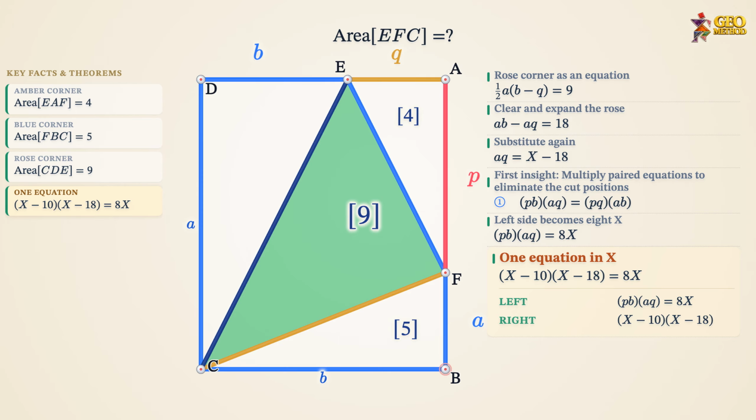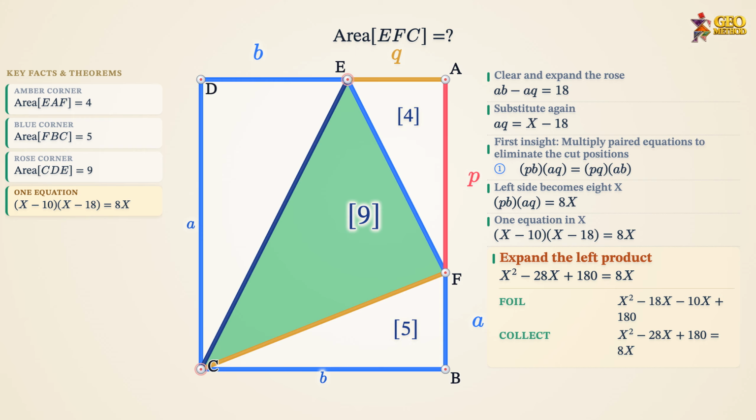But the same product also equals X minus 10 times X minus 18, using the blue and rose expressions directly. Setting the two forms equal gives X minus 10 times X minus 18 equals 8X. A single equation in the single unknown X.